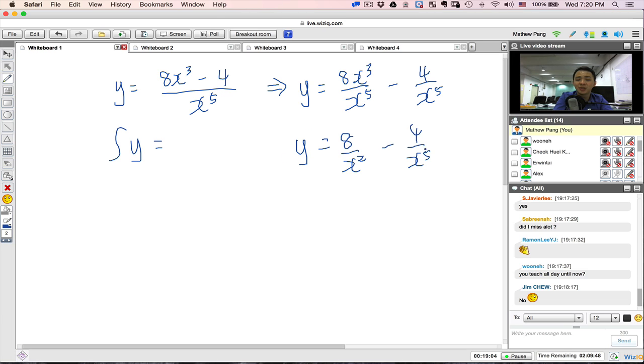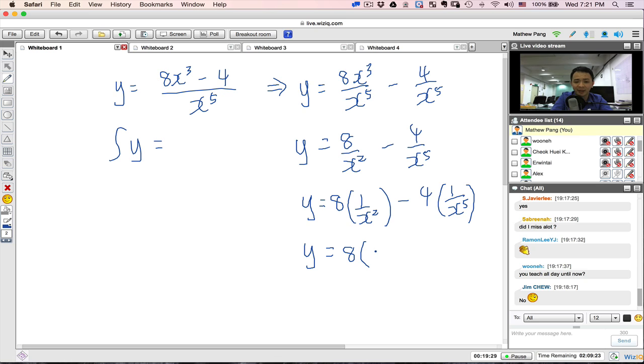Alright, but a lot of students still cannot integrate in this form, so I'm going to move a little bit further. 1 over x squared means 1 multiplied by 1 over x squared, isn't it? And this one is 4 multiplied by 1 over x power 5. If I change this into indices form, it will be x power of negative 2, minus 4 x power of negative 5. Alright, then only do I start to integrate.